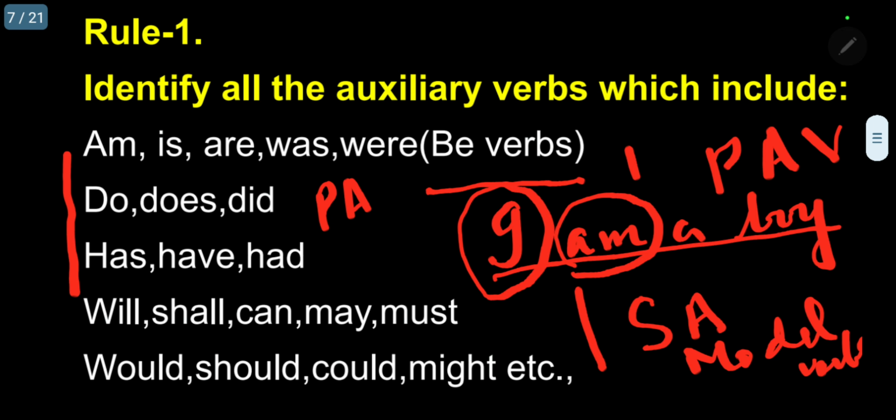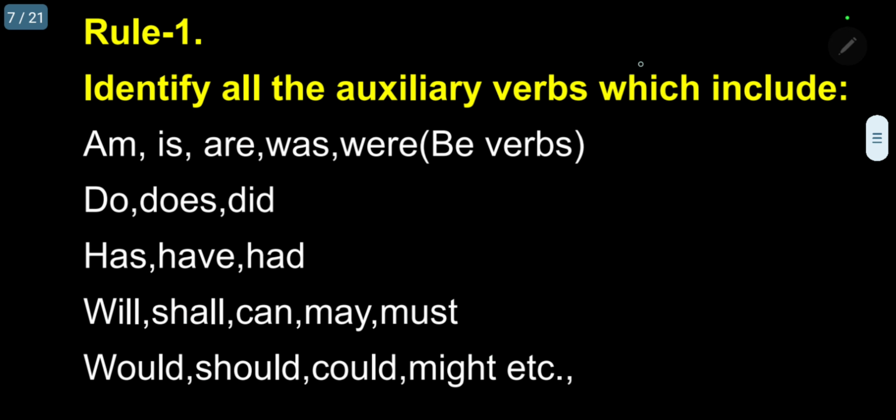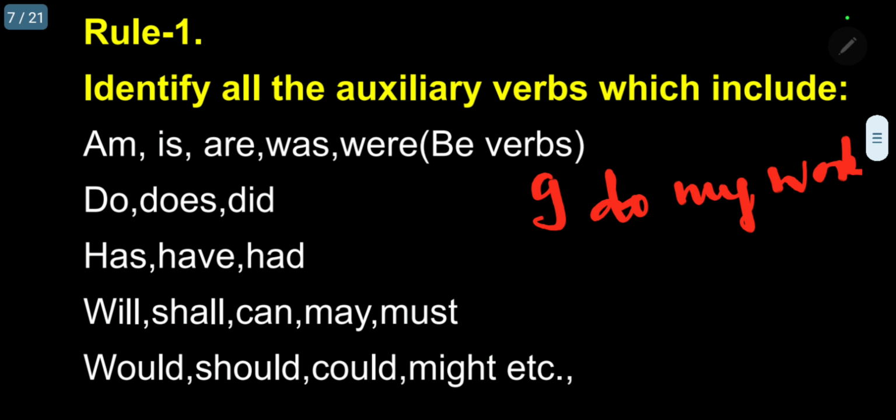Another interesting information now: even though I is a singular pronoun, except in the case of am, in all other cases it uses only the plural verb. Please follow, this is very, very important. Normally, no teacher would have indicated this. Say, for example, I do my work. Do actually is for plural, but it is coming for singular I.